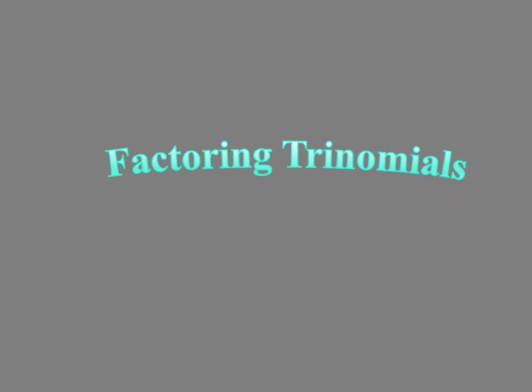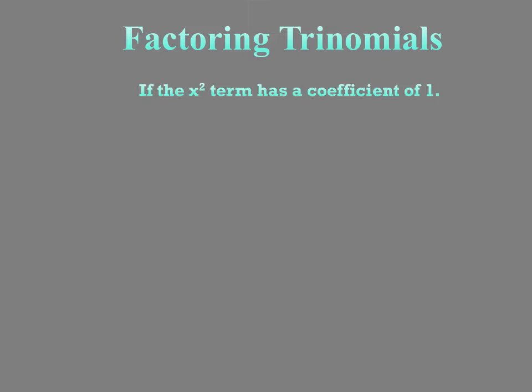In this chapter, we're going to talk about factoring trinomials. So let's see the first example, where the coefficient of x squared is 1. So we have x squared plus 7x plus 12. This is a quadratic trinomial, and it can be factored into the product of two factors.